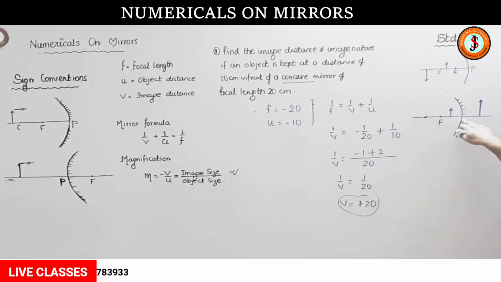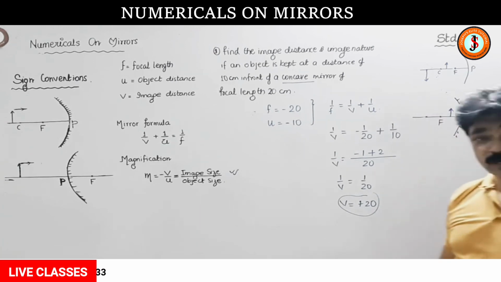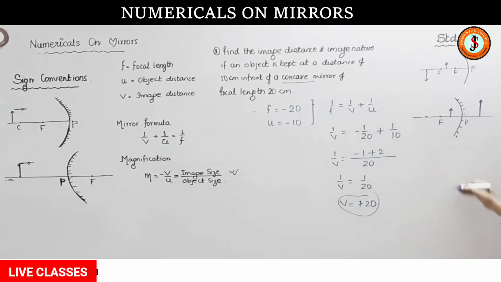See, here also the situation tells object is minus because the object is this side, and if it is plus, the image is on the other side. That's very, very important. Now magnification. Magnification is negative V by U. Now M is equal to minus plus 20 by minus 10. So minus minus cancel. Now see, it is plus 2. So plus 2 means the image is virtual and erect.